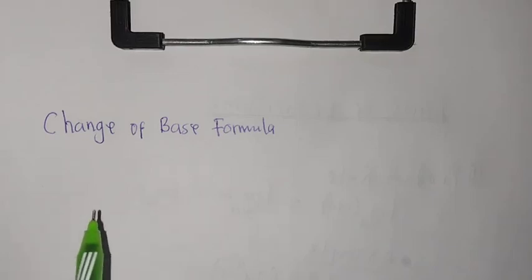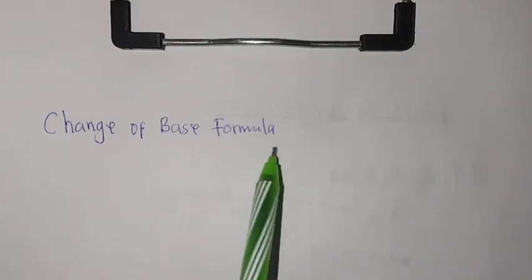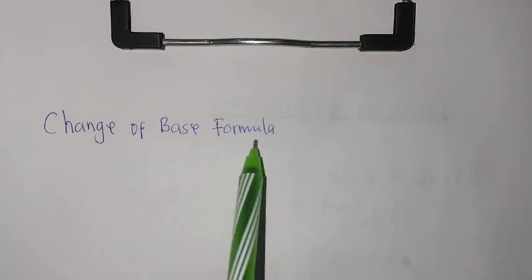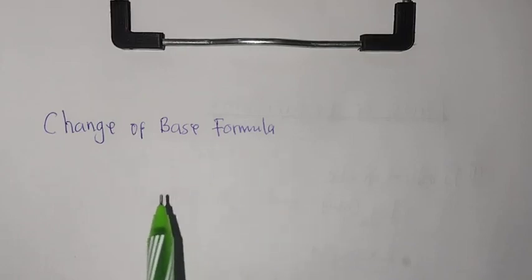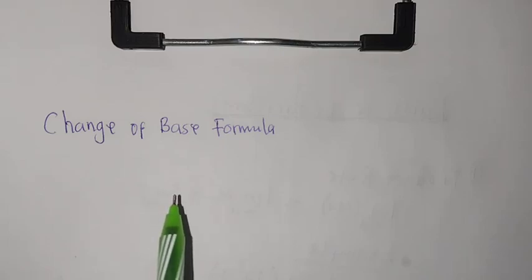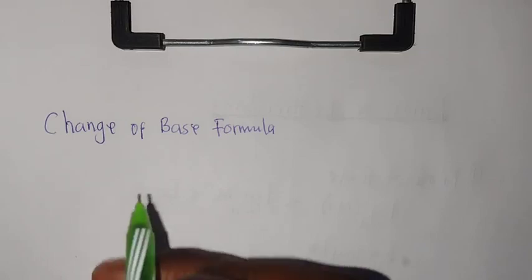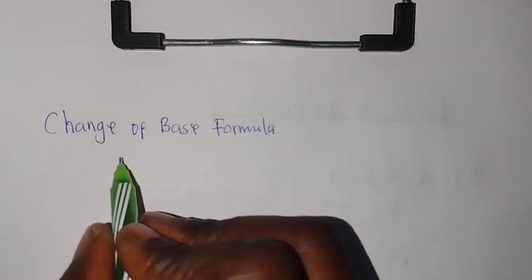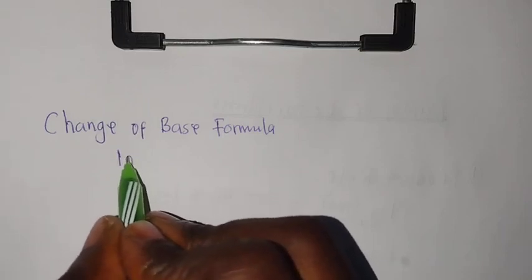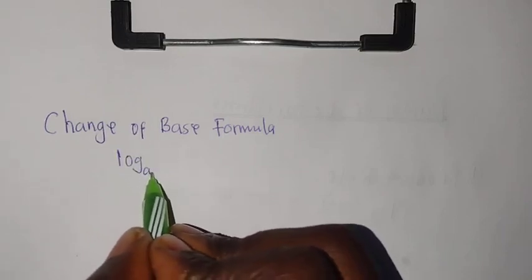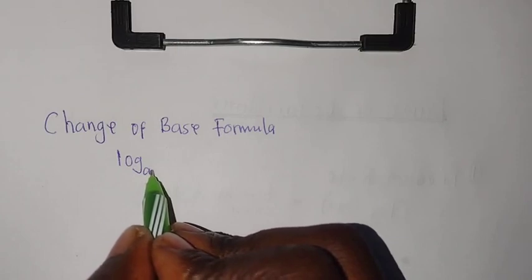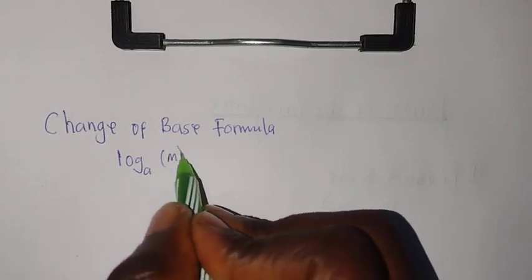All right, so we now come to another rule. This rule involves the change of the base formula. For this one, you must know how you can change the base of a logarithm. So for example, if you have log with a base of a, then you have m.